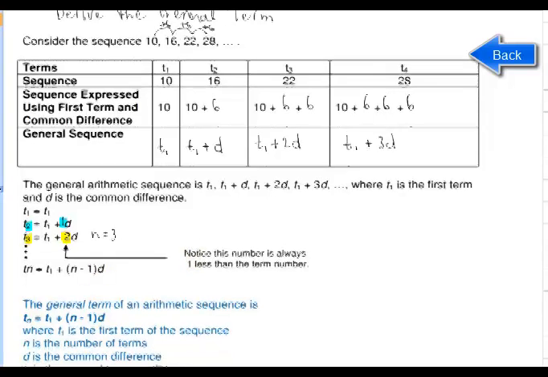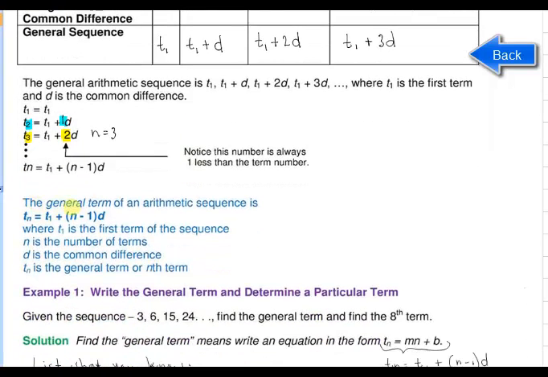All right, so in general, the general term of an arithmetic sequence then is T subscript n equals T1 plus n minus 1 times D. Okay. It would help for you to memorize that. T1 is the first term of the sequence, n is the number of terms, D is the common difference, and T subscript n is the general term or the nth term.